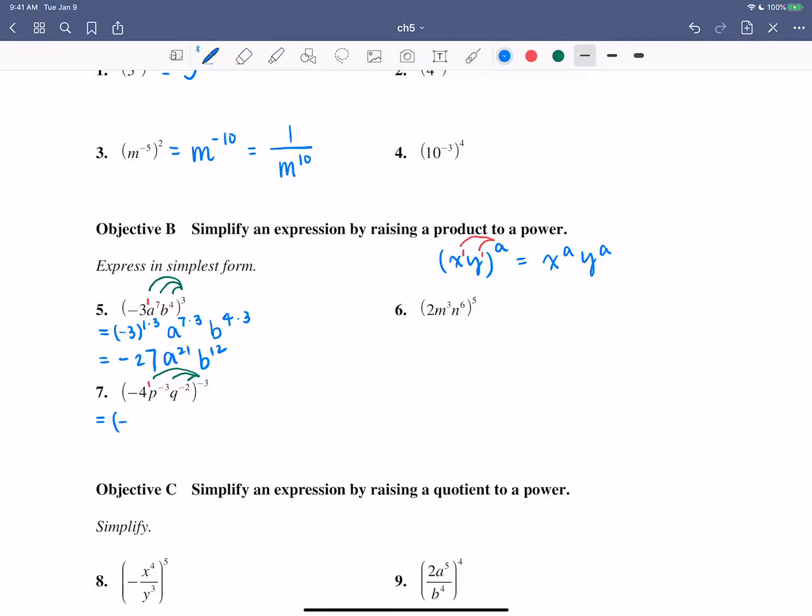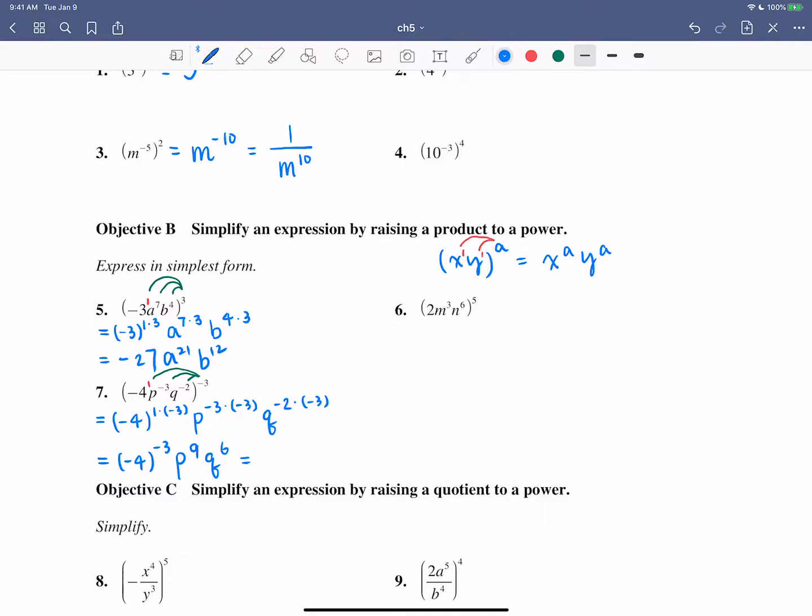Let's write. The first one, negative 4. Make sure to put it inside grouping symbols. On the top, it's going to be 1 times negative 3. Next one is p raised to negative 3 times negative 3. And then q raised to negative 2 times negative 3. As a beginner, I highly suggest that you write it out, do it step by step. Do not do everything right away. Now let's calculate. The first one is negative 4 raised to the negative 3. And then you have p raised to the positive 9 and q raised to the positive 6.